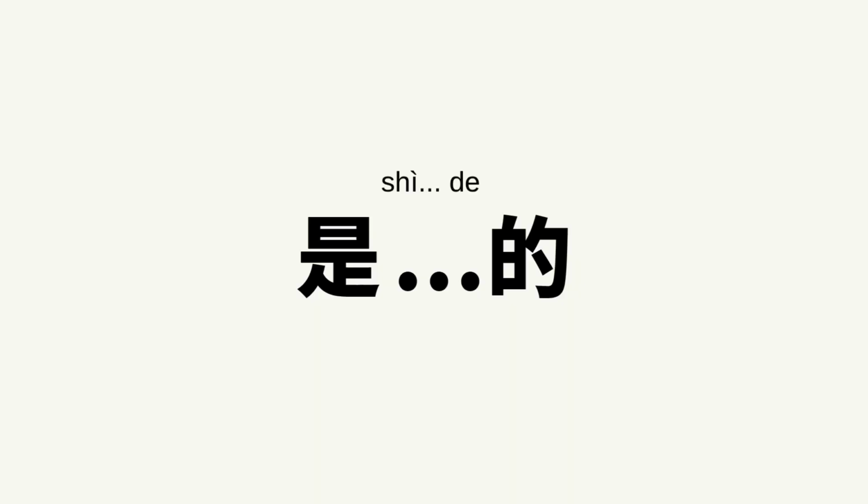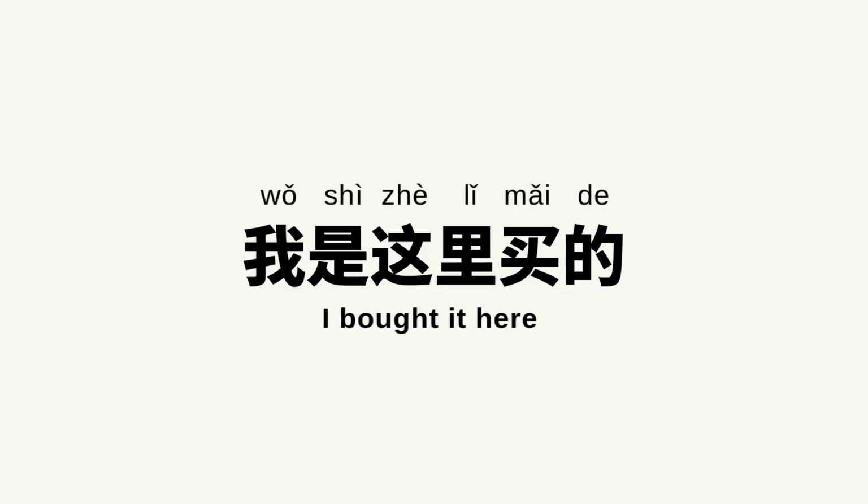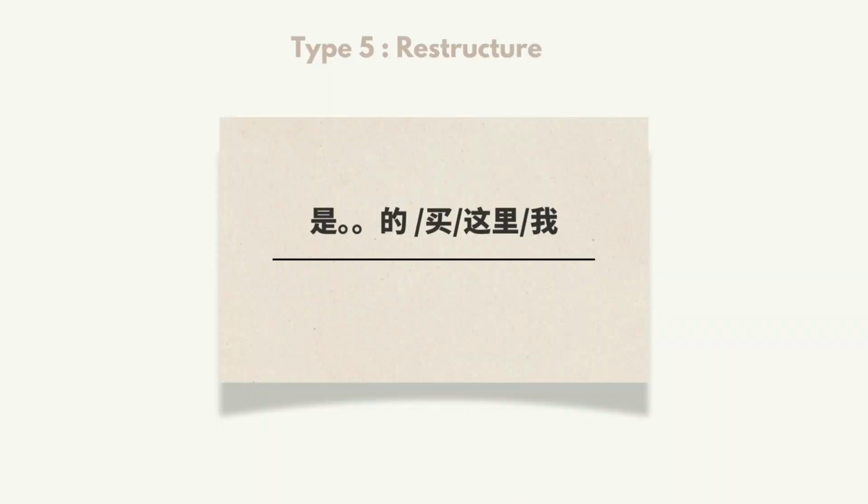For example, in Chinese, there is this pattern, 是的. When you want to emphasize something, you put it in the bracket of 是的. For example, if you're asked, where did you buy your phone? And you want to say, I bought it here, and emphasize the fact that it was here that you bought it, 我是这里买的. If you were to learn this sentence pattern, you could do it with the flashcards to learn that 是 and 的 are not placed together, but are in different places in the sentence.